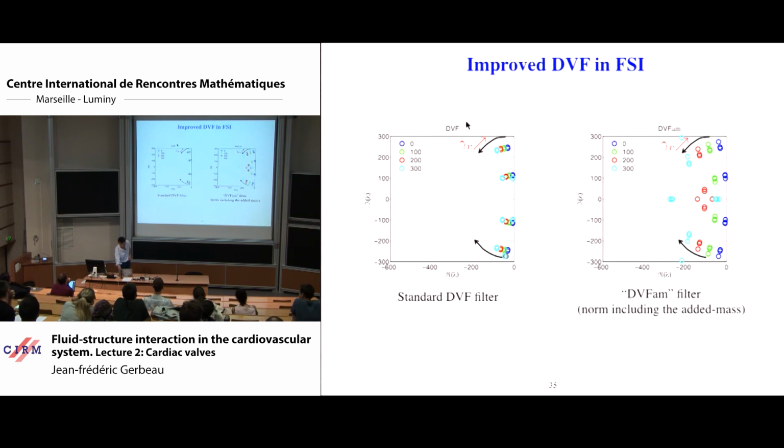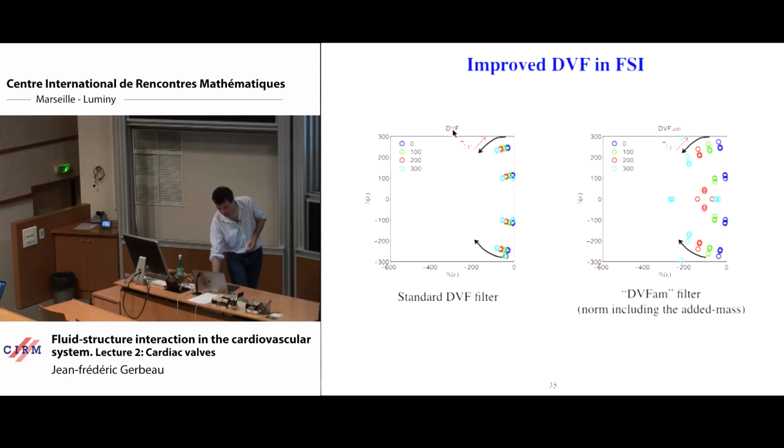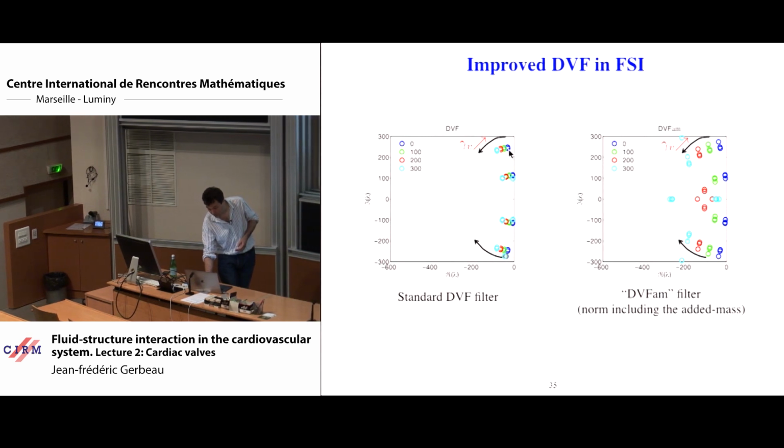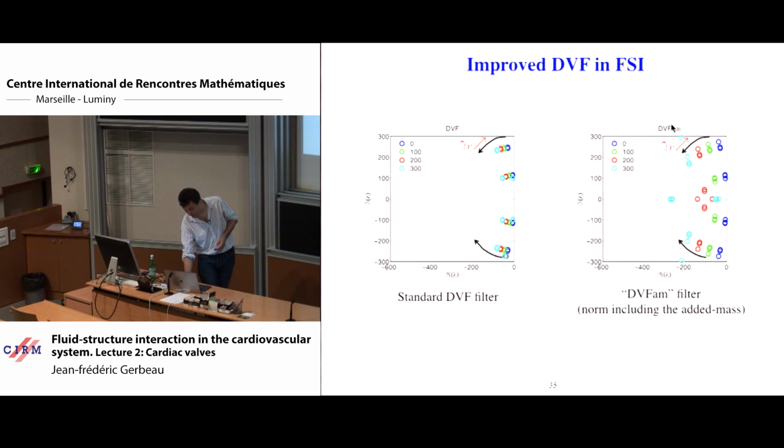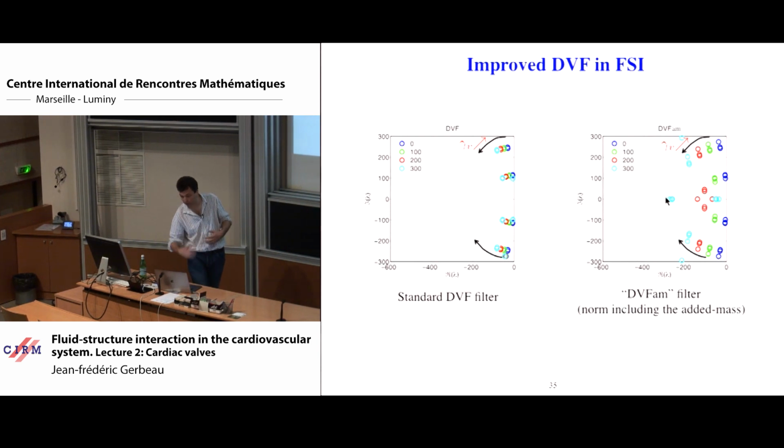So this is the standard way to do. Here the eigenvalues do not move a lot. This is the corrected way to do. Then you recover something which is quite efficient.